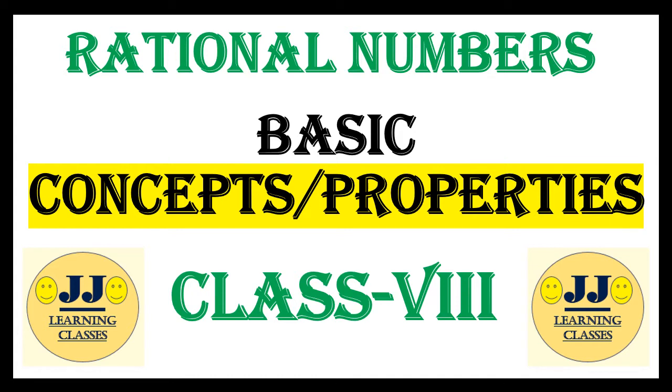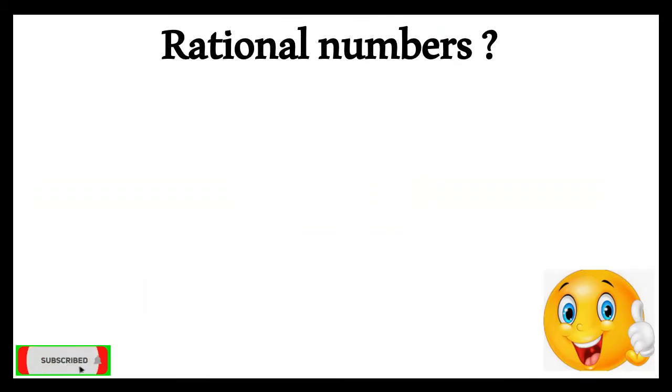So let us begin with the very first point, that is, what is a rational number. How can we define a rational number? Simply, the bookish language given in your book is: any number which can be written in the form of p upon q, where p and q are integers and q is never equal to 0. So that is the definition in your book. This is what we define as rational numbers.